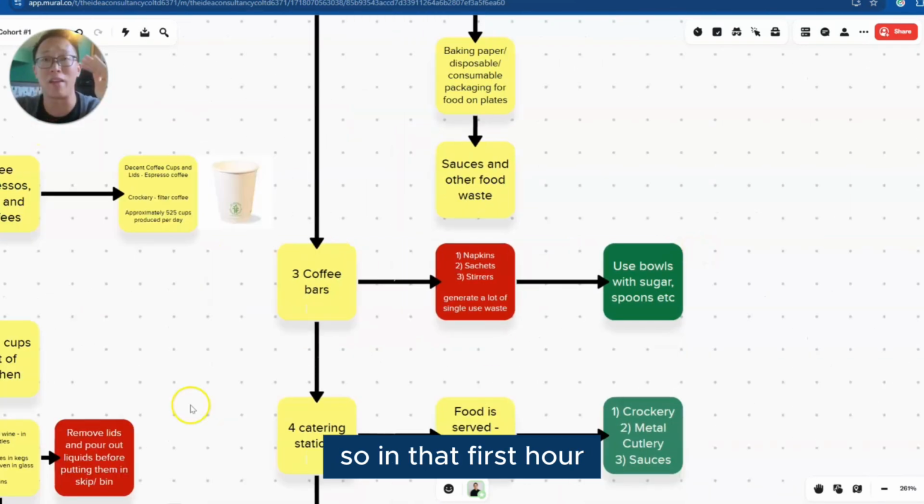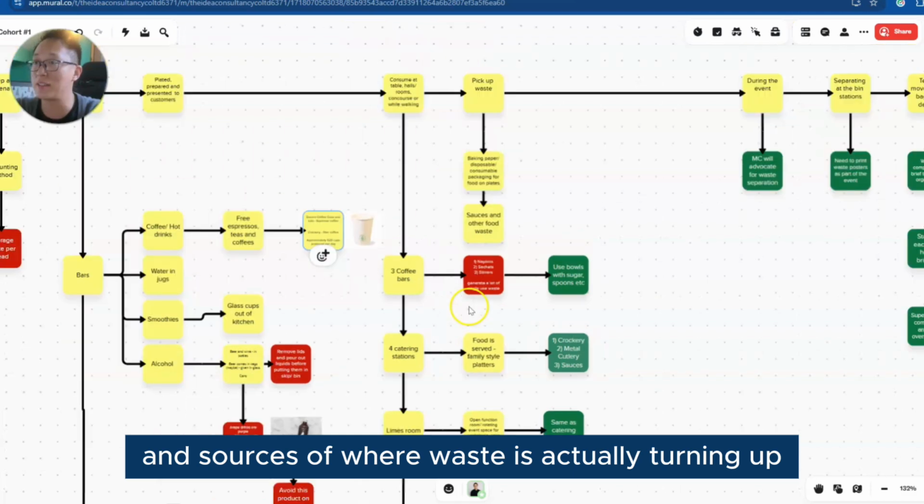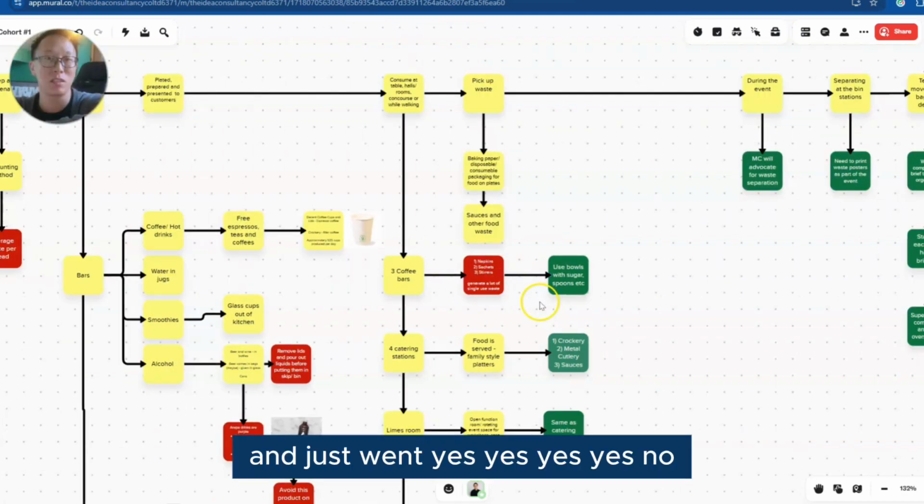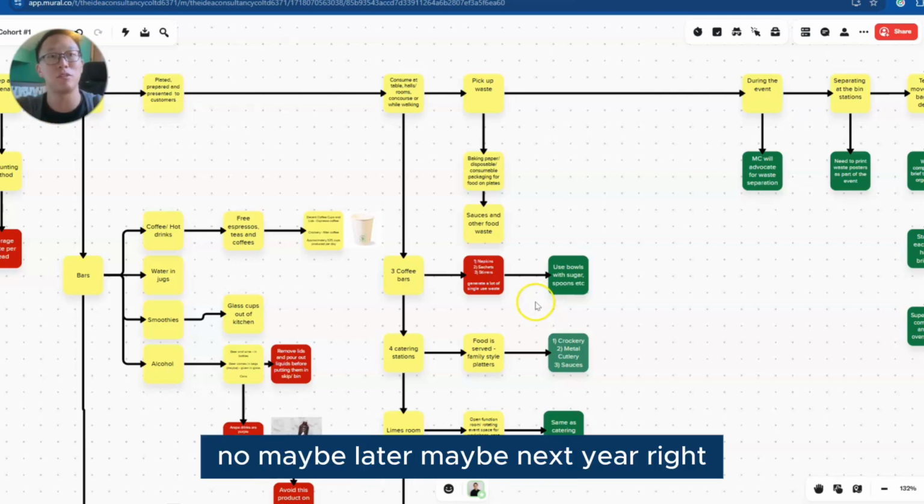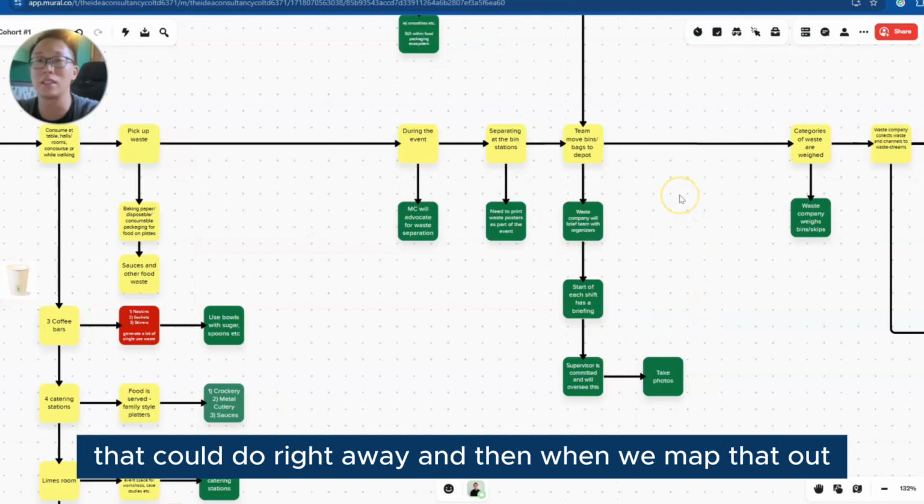So in that first hour, we identified all these different areas and sources of where waste is actually turning up, and decisions where they put waste there, and just went yes, yes, yes, yes, no, no, no, no, maybe later, maybe next year, right? And that created a whole bunch of opportunities they could do right away.